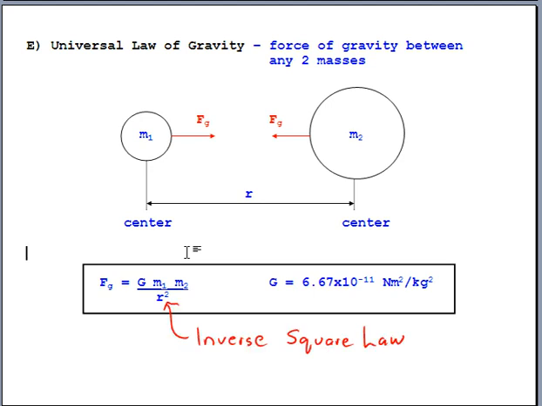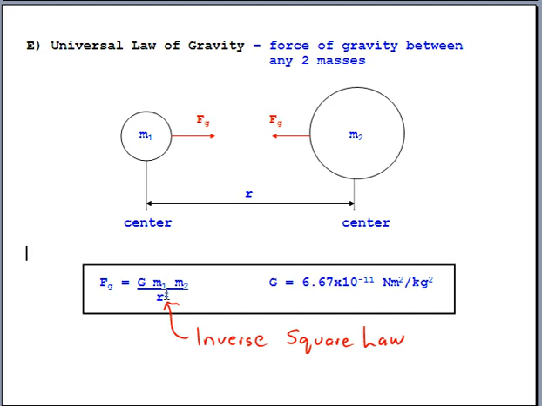I just want to point out that this style of relationship is what we in physics call an inverse square law. It's inverse because the r is in the bottom, meaning that if you have a bigger r, you're going to have a smaller force. But it's also a square law because the r is squared. So if you have a bigger r, the force really gets small.